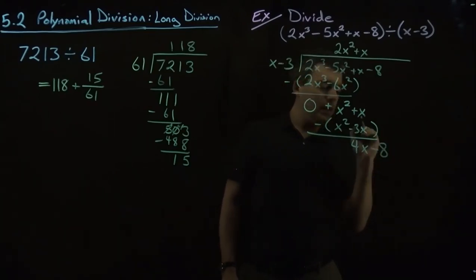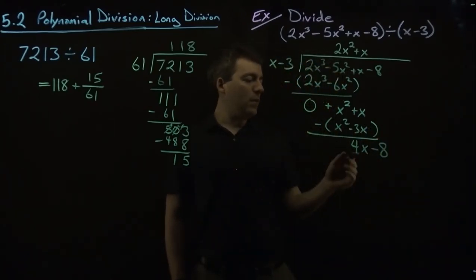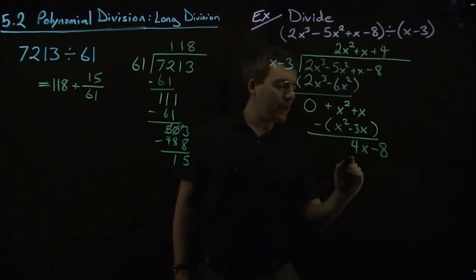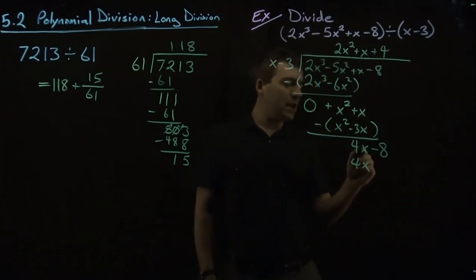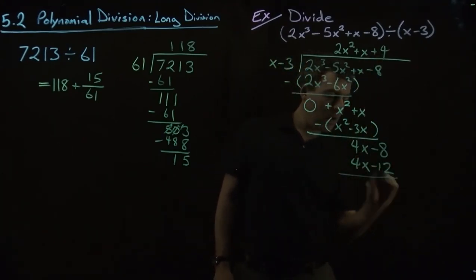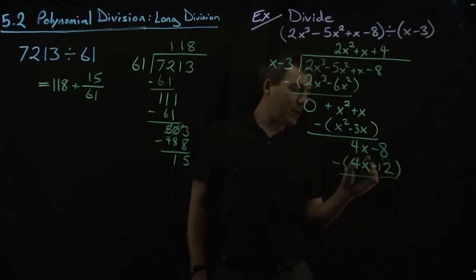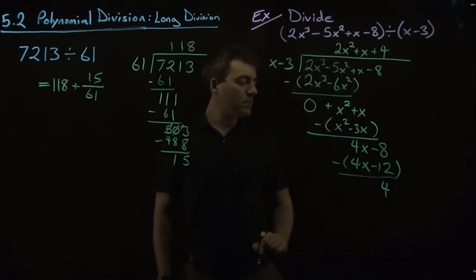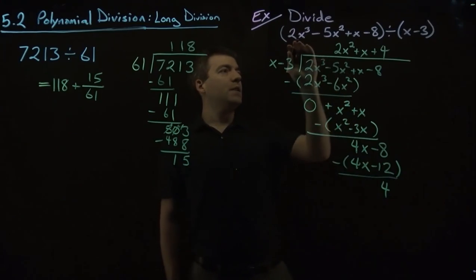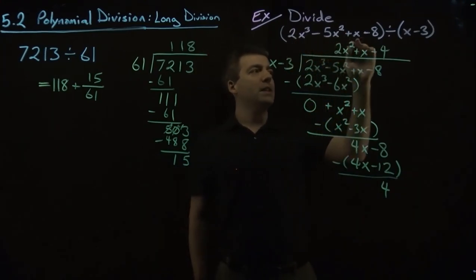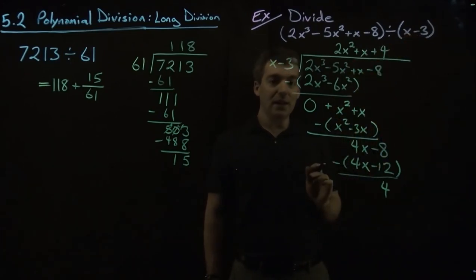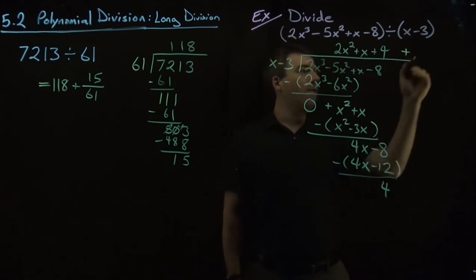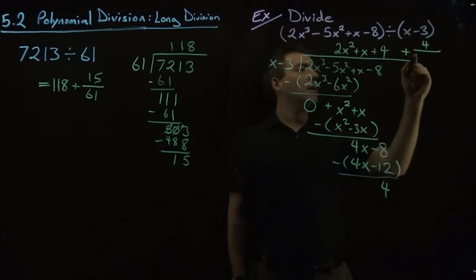Bring down the 8, and keep going. So we need a 4, so plus 4. 4 times x is 4x. 4 times negative 3 is negative 12. And then we subtract. These go away. We have negative 8 plus 12 is 4. Okay, so this polynomial, 2x cubed minus 5x squared plus x minus 8 divided by x minus 3 is 2x squared plus x plus 4 plus the remainder of 4 over x minus 3.